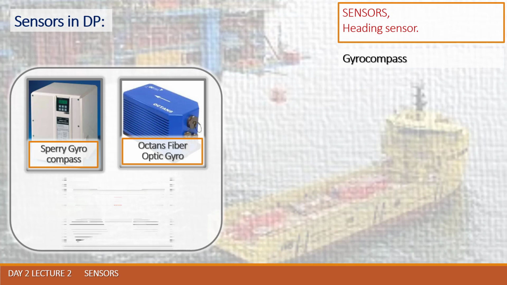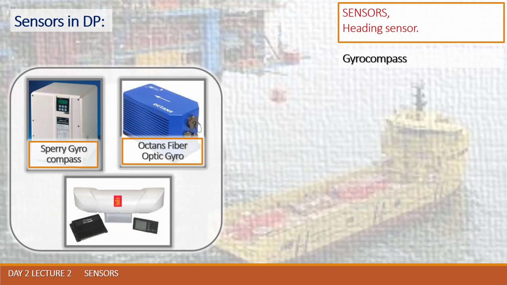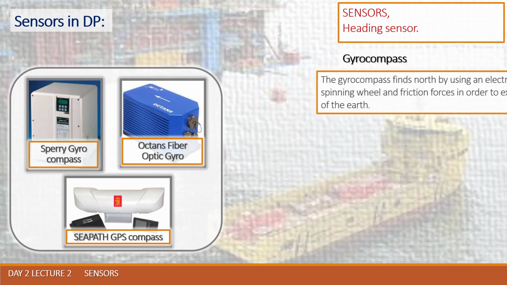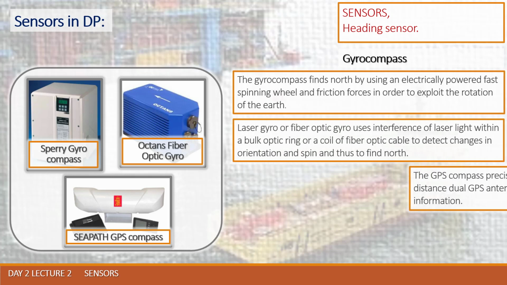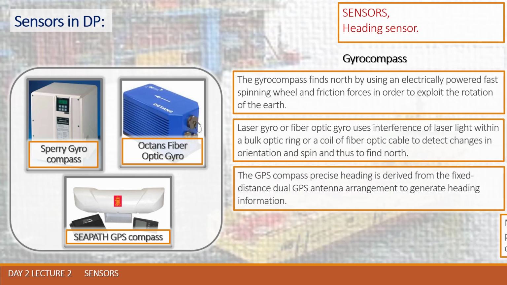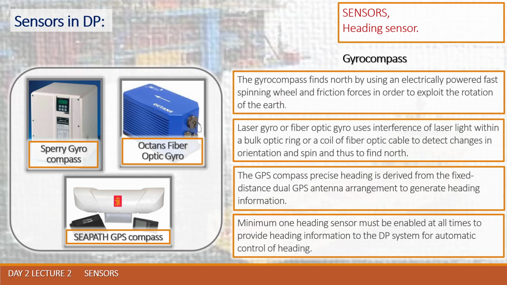The GPS compass precise heading is derived from the fixed distance dual GPS antenna arrangement to generate heading information. A minimum of one heading sensor must be enabled at all times to provide heading information to the DP system for automatic control of heading.